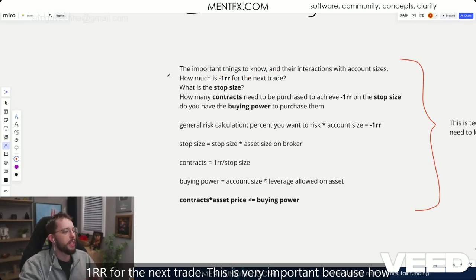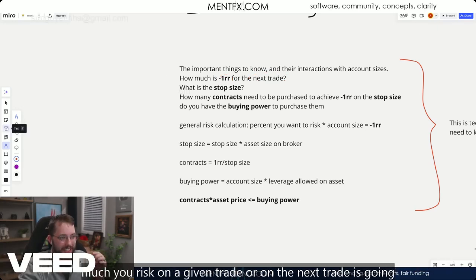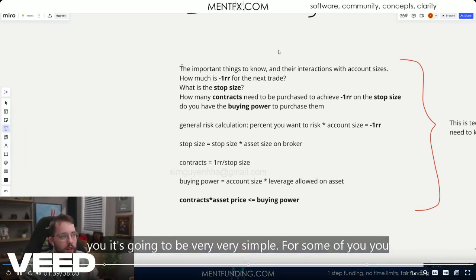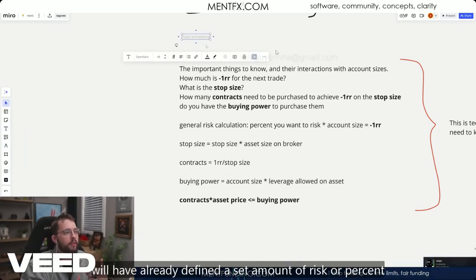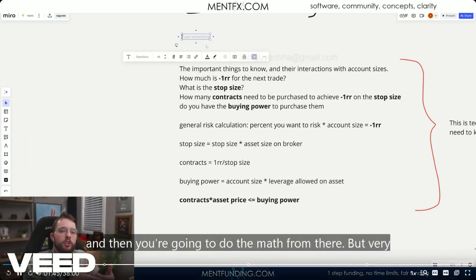This is very important because how much you risk on a given trade or on the next trade is going to be dependent on a number of factors, right? For some of you, it's going to be very simple. For some of you, you will have already defined a set amount of risk or percent, and then you're going to do the math from there.